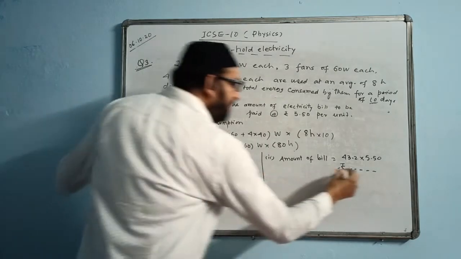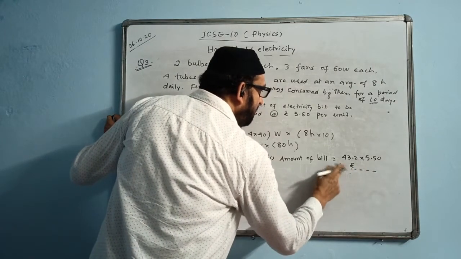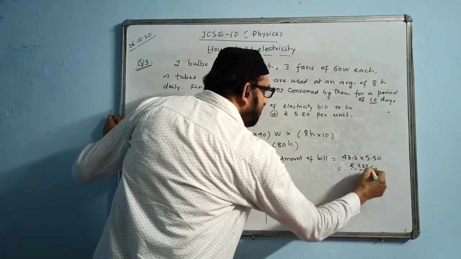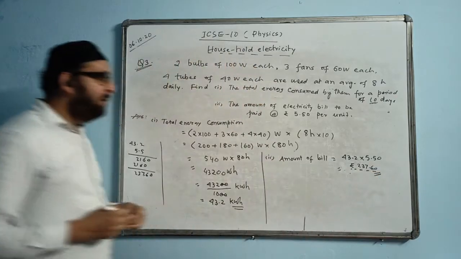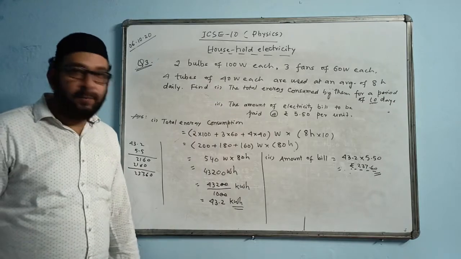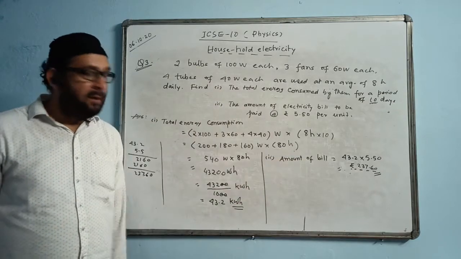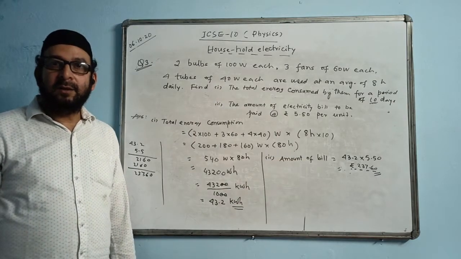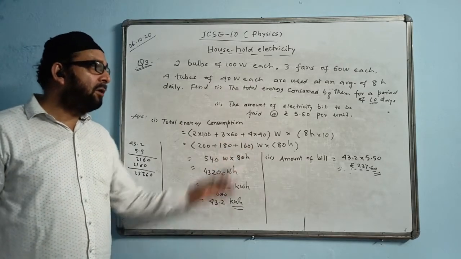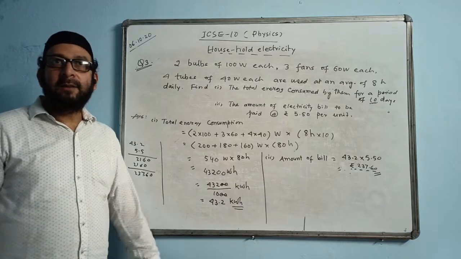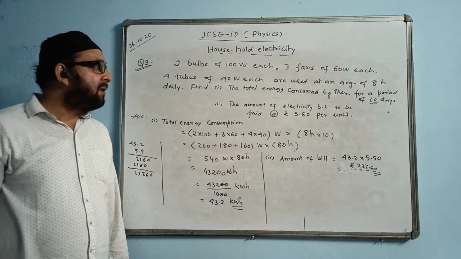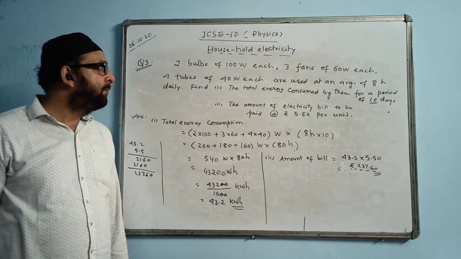This is coming 237 rupees already here. 237.60. This is the answer. So how much will be the electricity bill for consuming all these appliances for a period of 10 days? The answer is 237.60. You can verify the calculation by calculator at home, but at exam time you have to do the calculation like this. So that is the answer for this question.